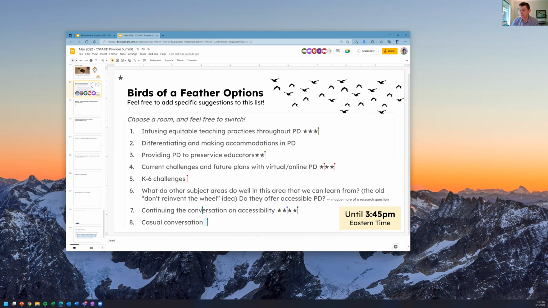Okay, I'm seeing 4 rooms with stars. BT, why don't we make those 4? And just as a norm, if the conversation starts floating somewhere else, let that happen. So we're going to be doing infusing equitable teaching practices, pre-service, current challenges and future plans with virtual online PD, and then a continuing accessibility conversation. So those are going to be the 4 rooms.